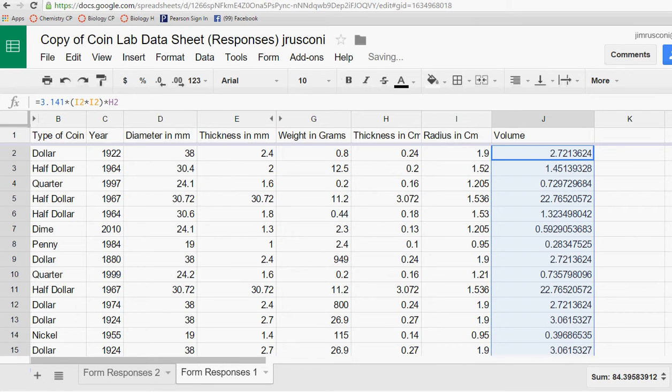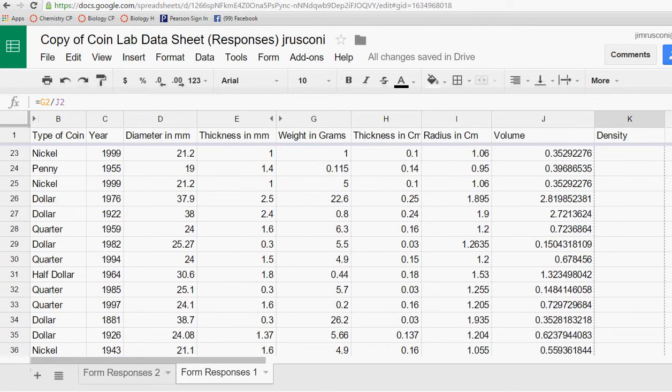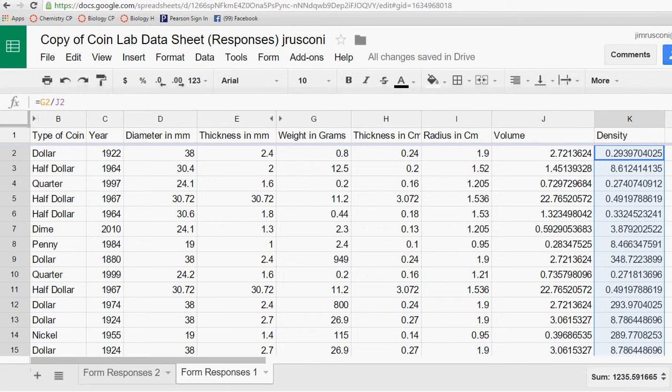And now all I have to do, if I want to calculate density, and this I hope you all know, D-E-N-S-I-T-Y, is take the weight in grams, which is this column here, and divide it by this column, and that'll tell me the density of each one of these coins. So it's equals mass, or weight, divided by volume. Boom, there you go. And that's the density of the coins in grams per cubic centimeter. All right, so that's how you calculate density of the coins.